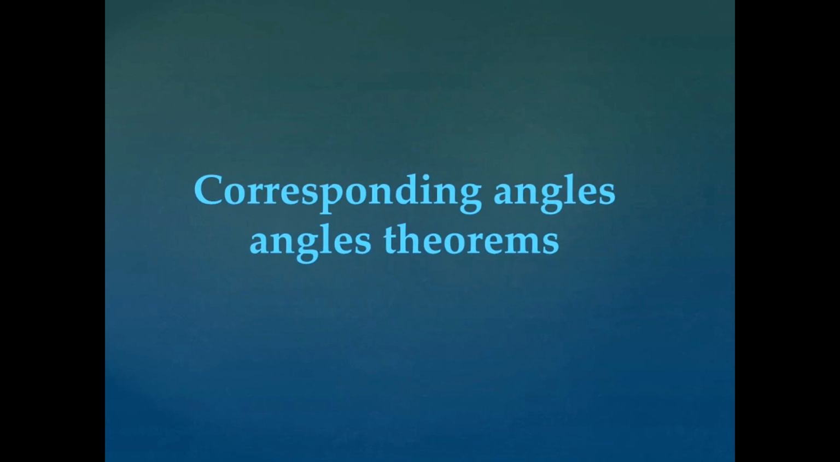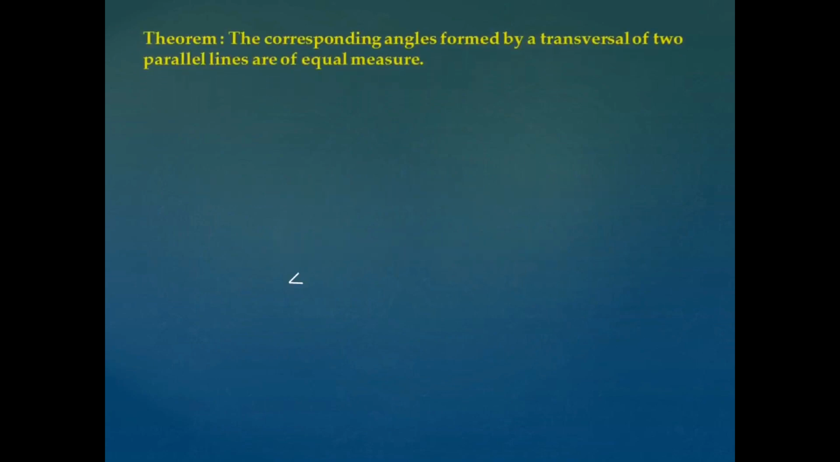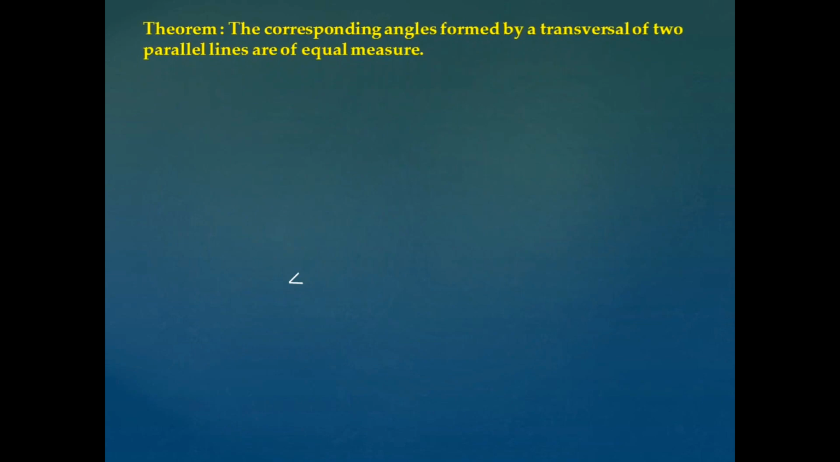By using the previous theorem, we can have another property, the corresponding angles theorem. The theorem is: the corresponding angles found by a transversal of two parallel lines are of equal measure. So again, to illustrate this, let us consider a diagram in which we have two parallel lines, line L and line M, and line N is their transversal.